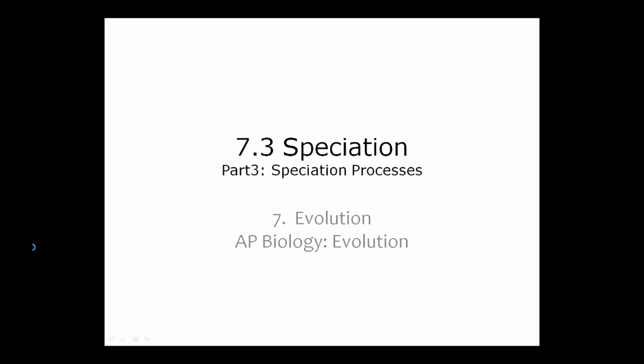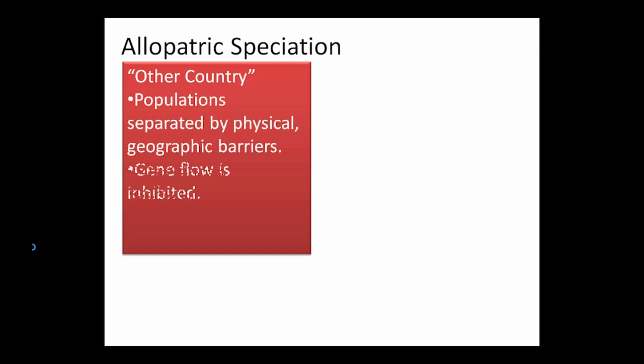All right, let's look at speciation processes. There are two types of processes, or I should say probably three. The first one is allopatric speciation, otherwise known as other country. And this is probably the easiest one to understand because we're separated by geographical barriers. The gene flow is inhibited by the geographical barriers.